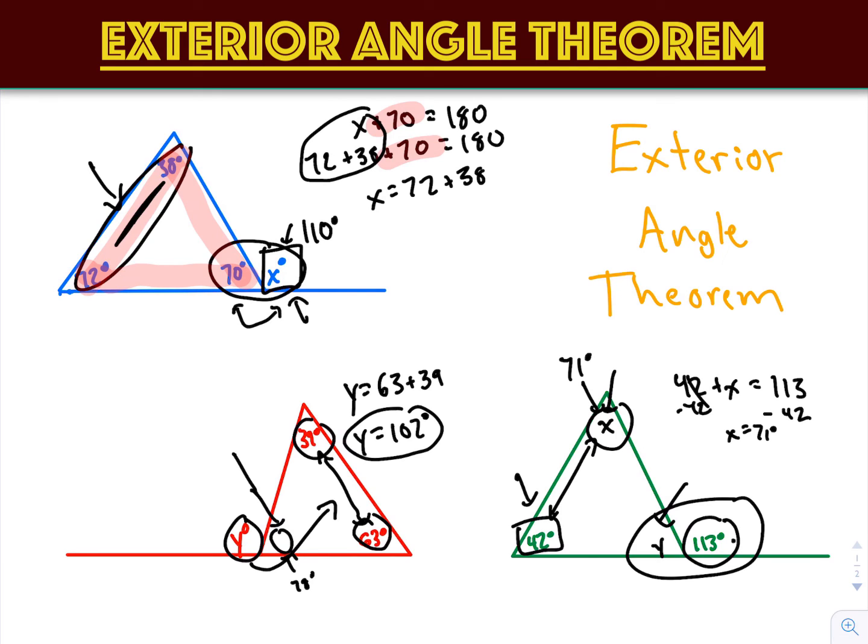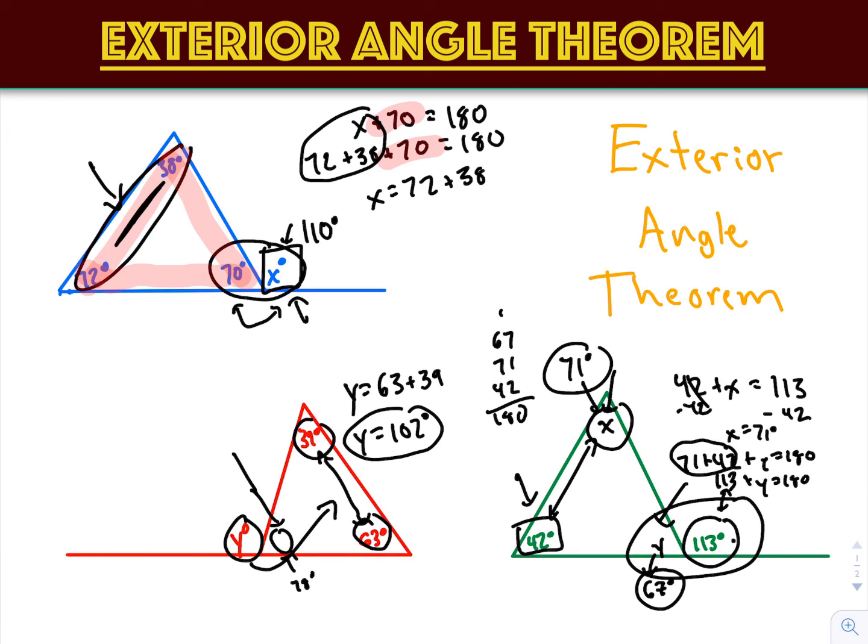I also know that 71 plus 42 plus y equals 180 in a triangle. Obviously this is 113 because it's the same as this angle here, and 113 plus a number equals 180. That number is 67, so y is 67. Just to check myself, I'm going to add up the angles of the triangle to make sure they're 180. And of course, they are 180 degrees. So that means that x is 71 and y is 67, and I'm all set.